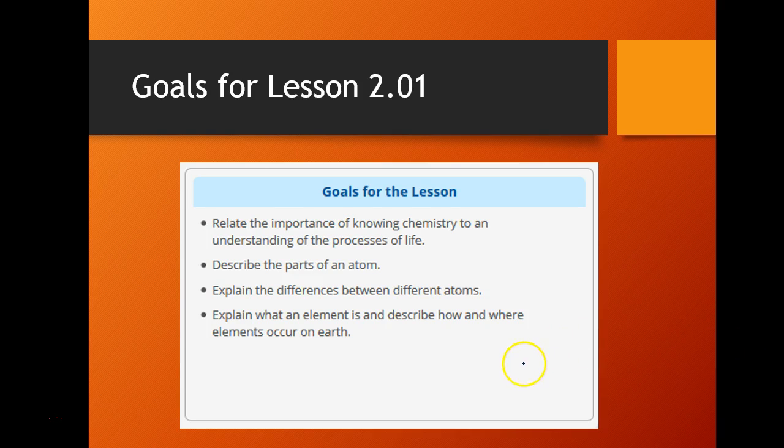So here are some of the goals for this lesson. You're going to be able to relate the importance of knowing chemistry to understanding the different processes of life that we're going to go over. You're going to be able to describe different parts of an atom, the differences between different atoms, and explain what an element is, so you'll know its definition, and describe how and where elements occur on Earth.